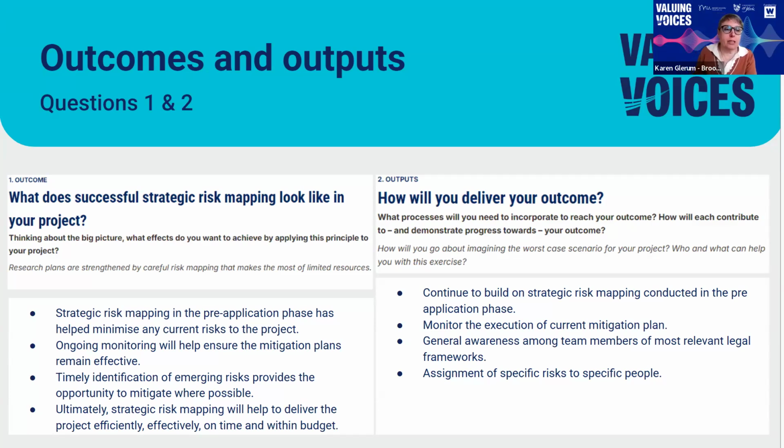So what I always say is that for the question, what does successful strategic risk mapping look like in a project, or the same question around any of the other principles, you can start by daydreaming. How would it look perfectly? And then the questions will get you back to reality anyway. But in the context of strategic risk mapping, I would say the success in risk mapping is that you've already done some risk mapping.